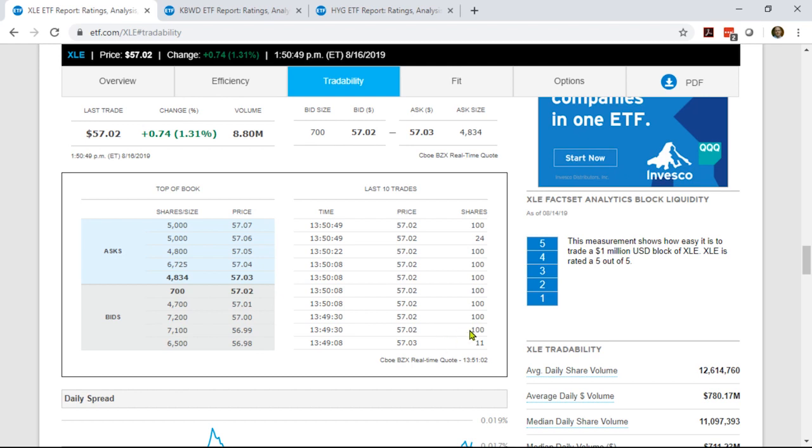Next to that, you'll see this. This is the block liquidity score, and that measures just what it says, how easy it is to trade a block, in this case $1 million worth of the fund. So a fund like this, XLE, trades super easily, and it scores a 5 with flying colors.